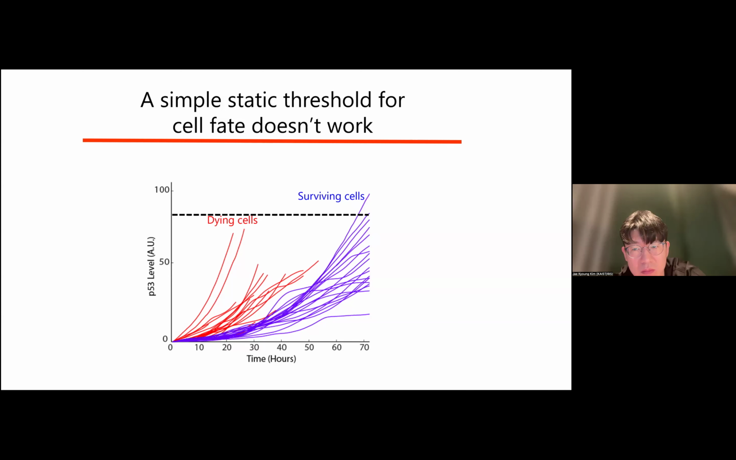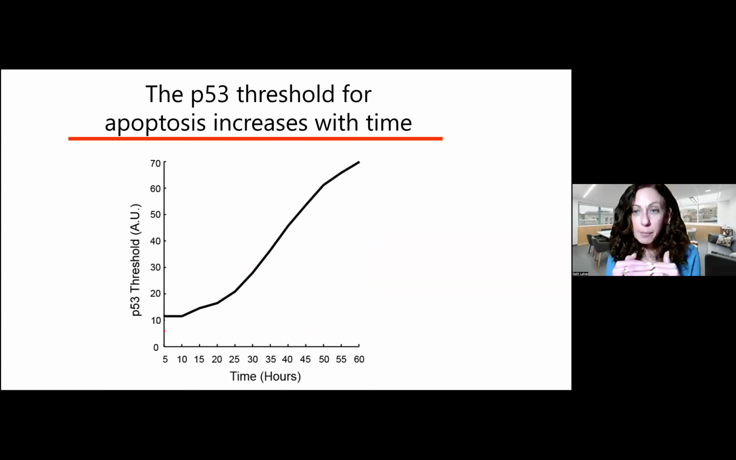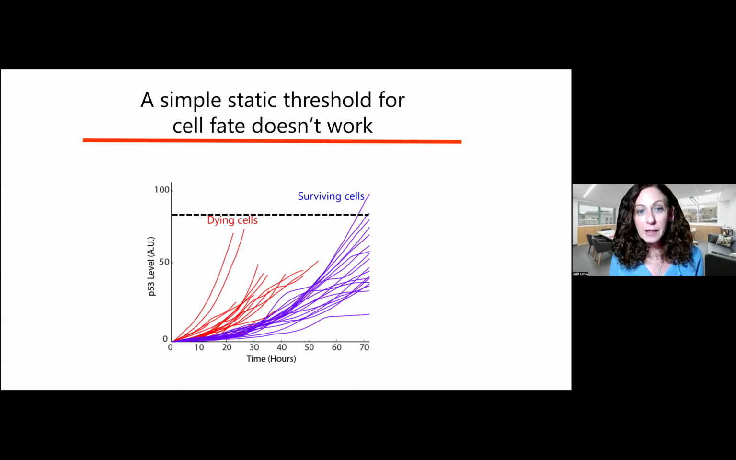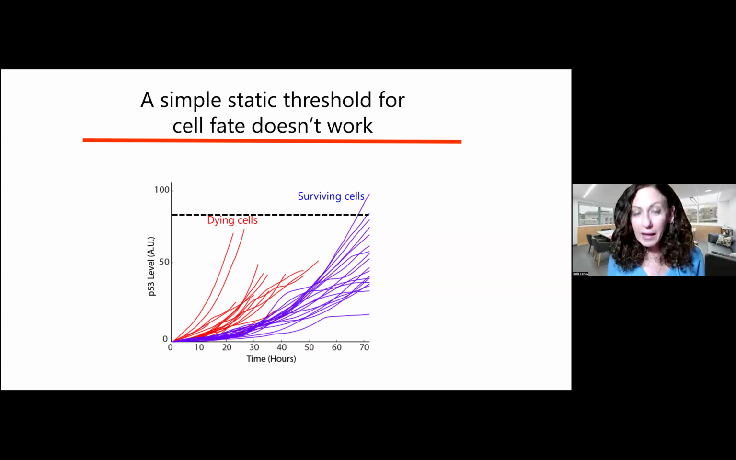And then we realized that we are working with what we call a dynamic threshold. With time, cells need more and more P53 in order to die, all right? At the beginning, if you look at the first few hours, just a little P53 is enough to die. But then if you look later, you need more and more P53, okay? And so this explains why if a cell accumulates fast, it can die with less P53 than if it accumulates later.